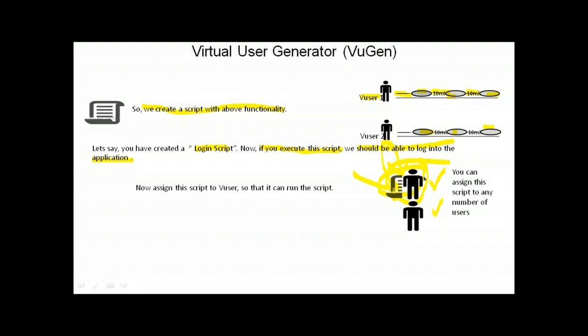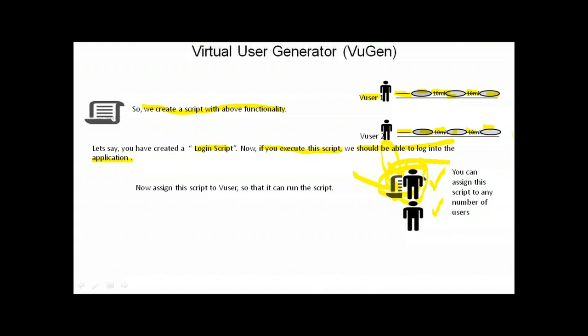So let's say we have assigned this script to the second virtual user as well. So the second virtual user also runs this script. Watch carefully what would happen. He will run the first iteration, then the second iteration, then the third iteration, until our 1 hour is done.